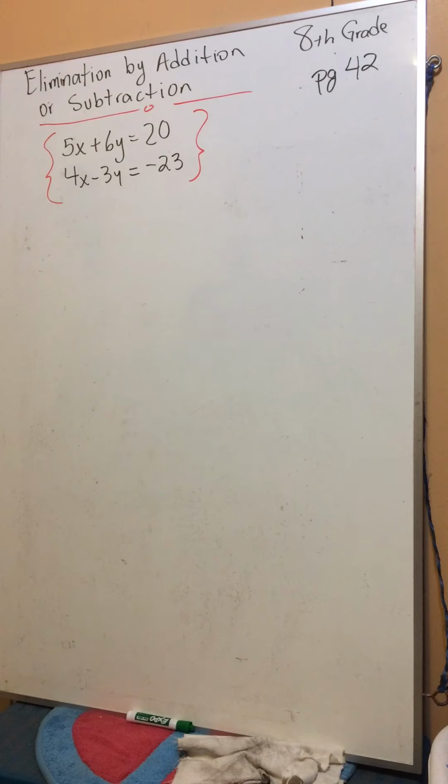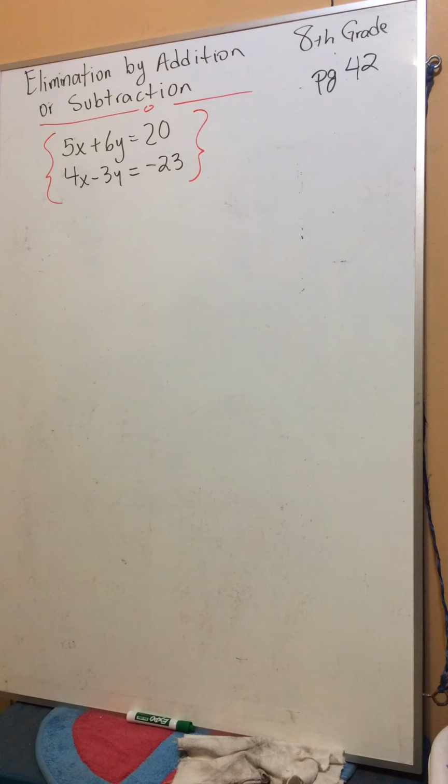Now what we're looking for with this method is trying to multiply or divide, in some cases, a number so that we can simplify one of the variables. That means that we're going to cancel one of the variables so that we can find the other one. We need to find a number, either for x or for y, that's going to help us cancel. We're looking to cancel a variable so that we can work with the other one.